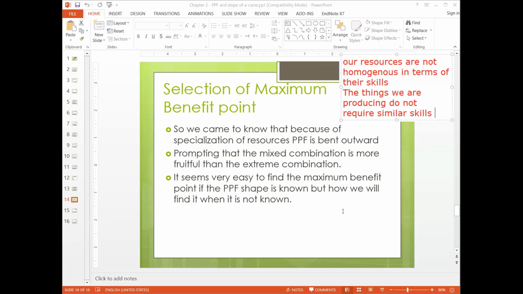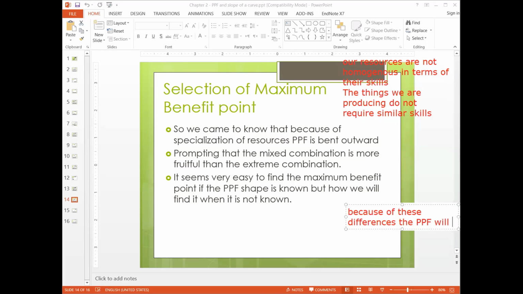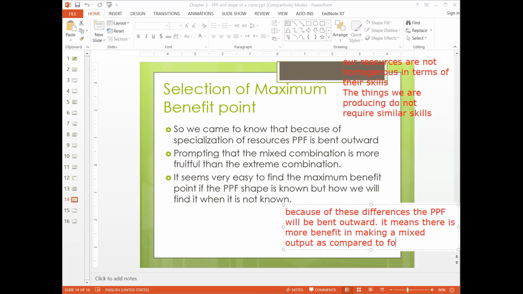So let me add it here. Because of these differences, the curve, the PPF, will be bent outward, and it means there is more benefit in making a mixed output as compared to focusing on one product.